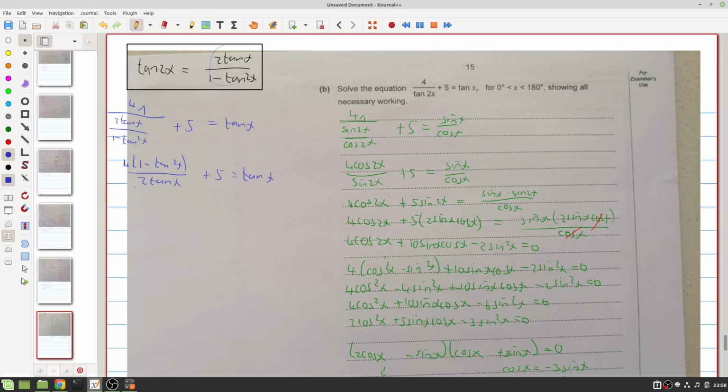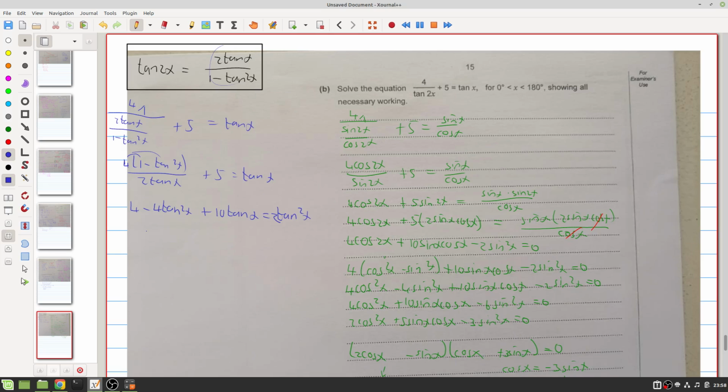Okay, so let's multiply everything by tan x. So we get 4, 1 minus tan squared x, I'm going to multiply the 4 in to save a bit of time. Multiplying 4 in here gives us 4 minus 4 tan squared x, plus, and then 5 times 2 tan x is 10 tan x, and then tan x times tan x is tan squared x. Okay, so 2 tan squared x, right? 2 tan x times tan x.